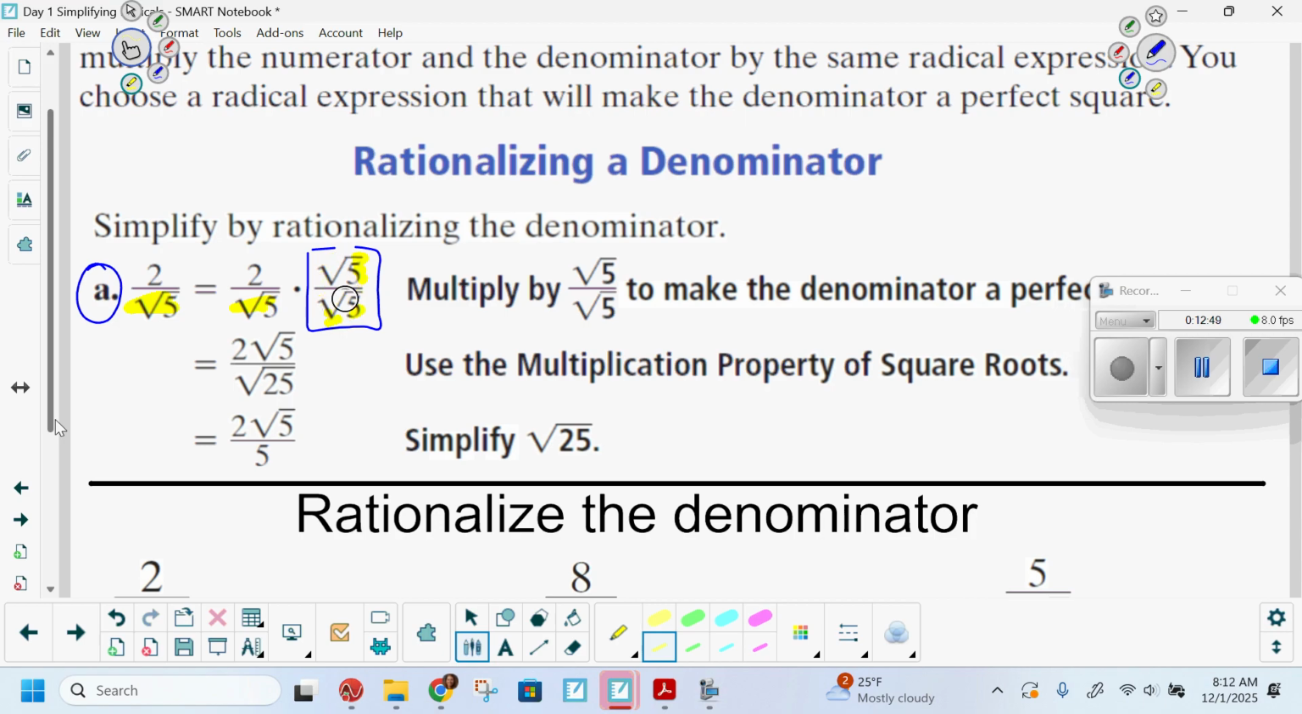But by choosing radical 5 over radical 5, when I multiply radical 5 times itself, I get 5. Now, you can say radical 25 first, but our hope is that we'll understand that radical 5 times radical 5 is 5. But if you would like to say radical 25 first, that's fine. And then in the numerator, 2 times radical 5 is 2 radical 5. So my final answer is 2 radical 5 over 5. And that is considered to be the most simplest form of the original 2 over radical 5.